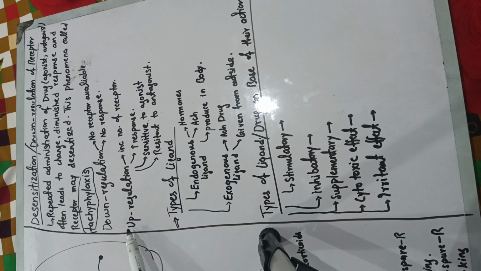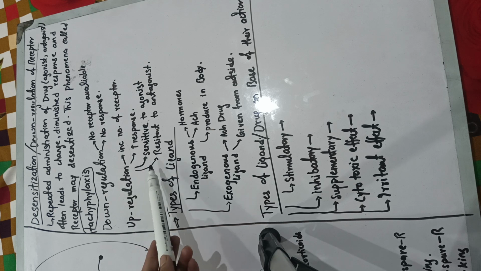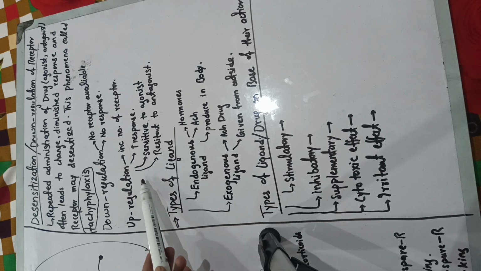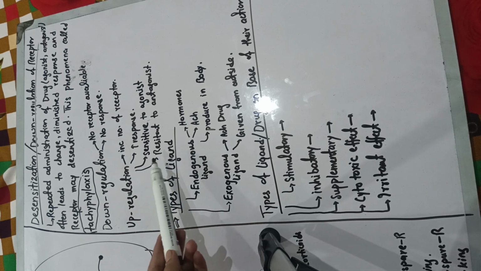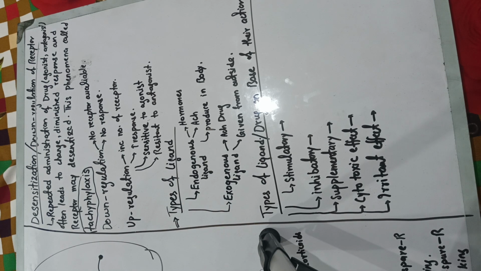So what is upregulation? In upregulation, you are increasing the number of receptors, so you increase the response. They are sensitive to the agonist. Whenever they find the agonist, they will bind with it and perform the stimulation or activation of the receptor. While they are resistant to antagonists, they will never perform the opposite effect, they will never block the receptors. So this process is called upregulation.